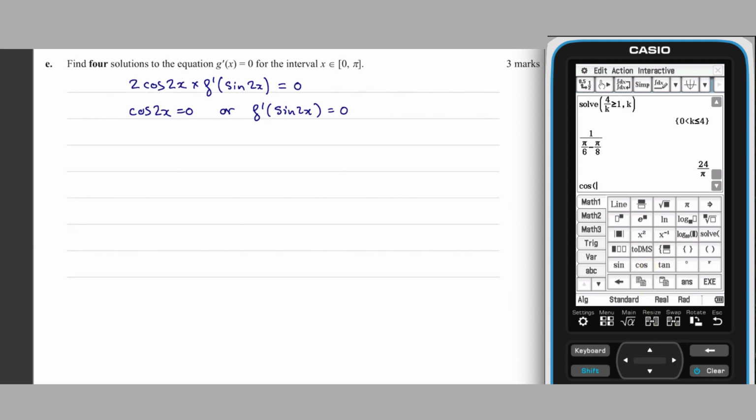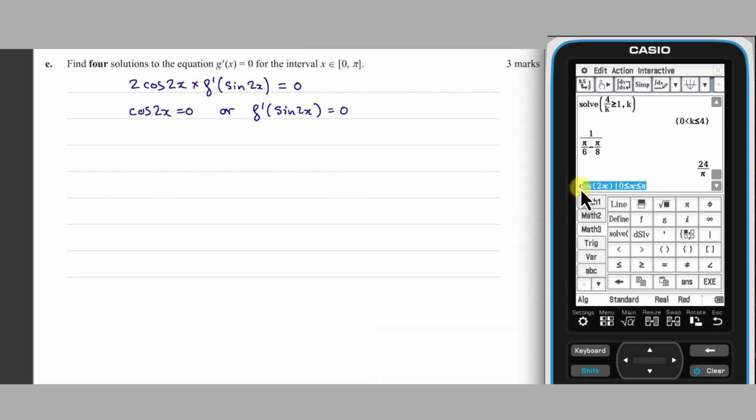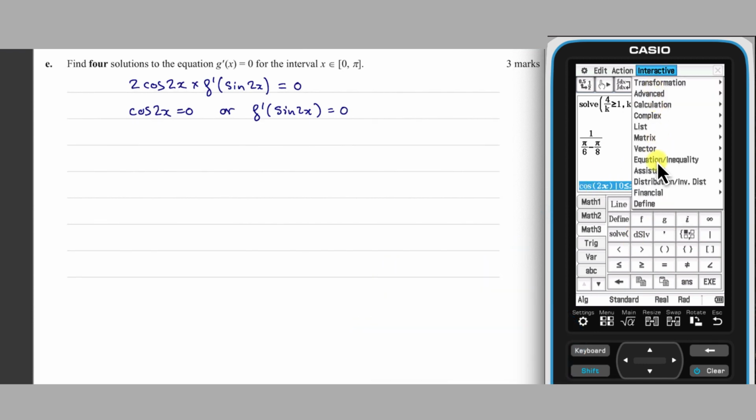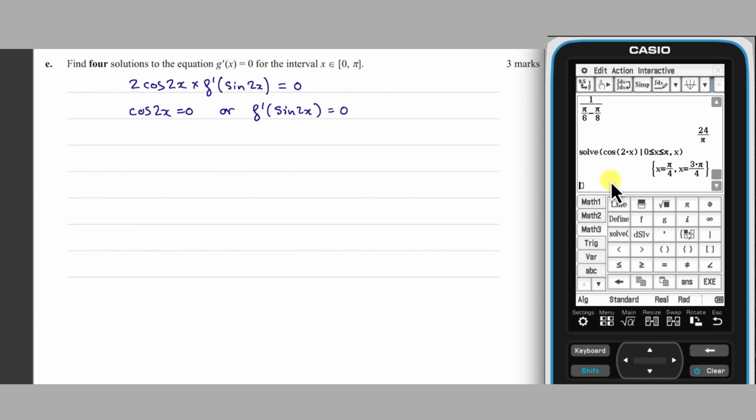I'm going to enter the equation as well as the domain for the solutions using the Math 3 keyboard. Now select, and from the interactive menu, tap Equation and Solve. This gives us 2 of our 4 solutions.